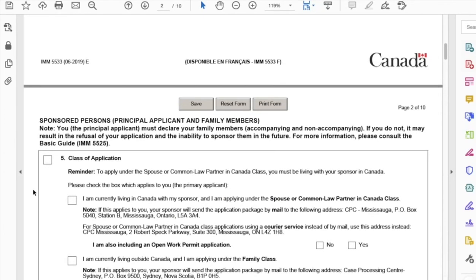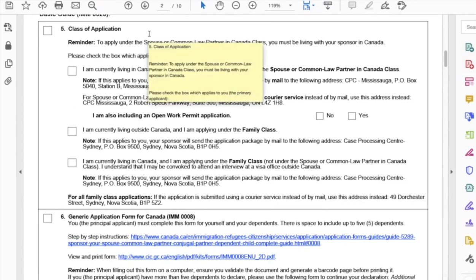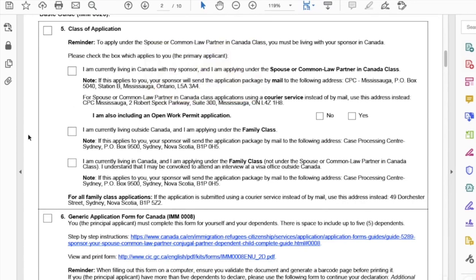Okay, moving ahead. Now it will ask you for the class of application. Which class are you actually applying for? If your spouse is living in Canada, then you can select this one. If your spouse is living outside of Canada, in that case you could select this one.